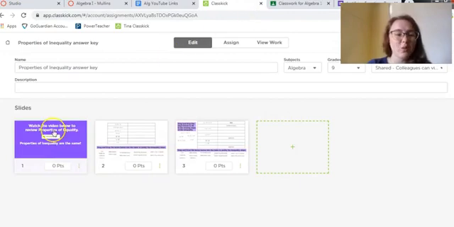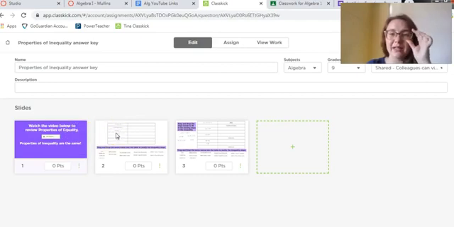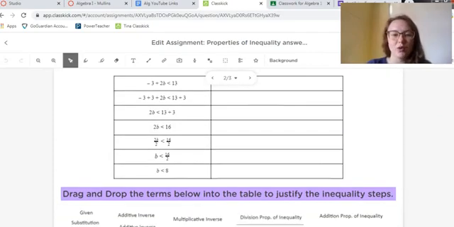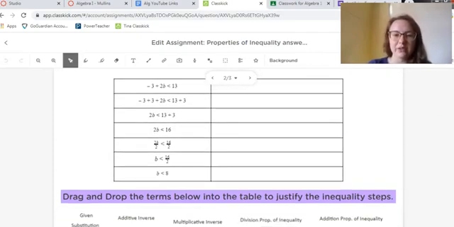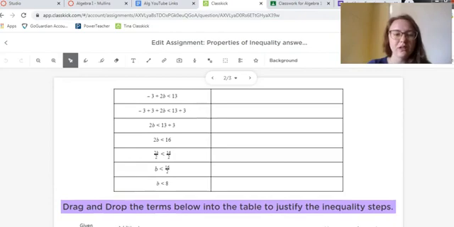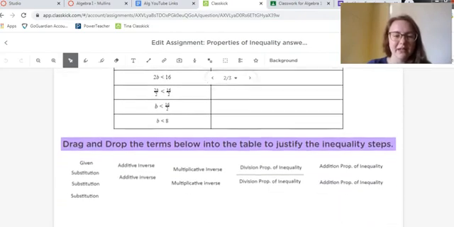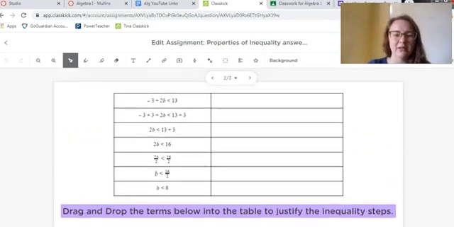Okay, I wanted to start by going through and looking at some assignments that we had given you and creating an answer key, or going over them so that you could see them. This was a Classkick that we did on properties of inequalities, and it had drag and drop the terms below into the table to justify the inequality steps.